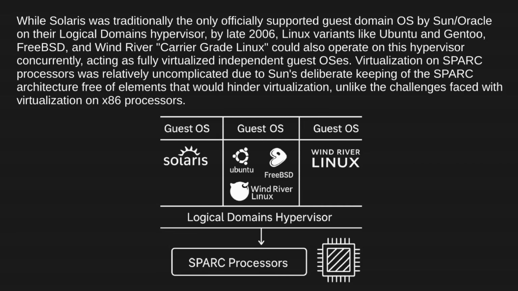While Solaris was traditionally the only officially supported guest domain OS by Sun Oracle on their Logical Domains hypervisor, by late 2006, Linux variants like Ubuntu and Gentoo, FreeBSD, and Wind River Carrier Grade Linux could also operate on this hypervisor concurrently, acting as fully virtualized independent guest OSs. Virtualization on SPARC processors was relatively uncomplicated due to Sun's deliberate keeping of the SPARC architecture free of elements that would hinder virtualization, unlike the challenges faced with virtualization on x86 processors.